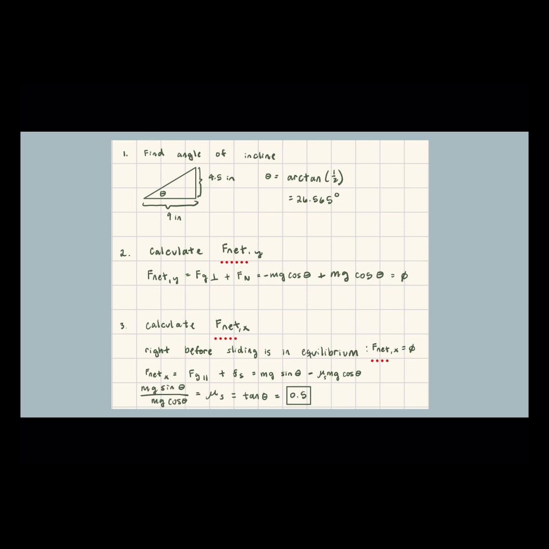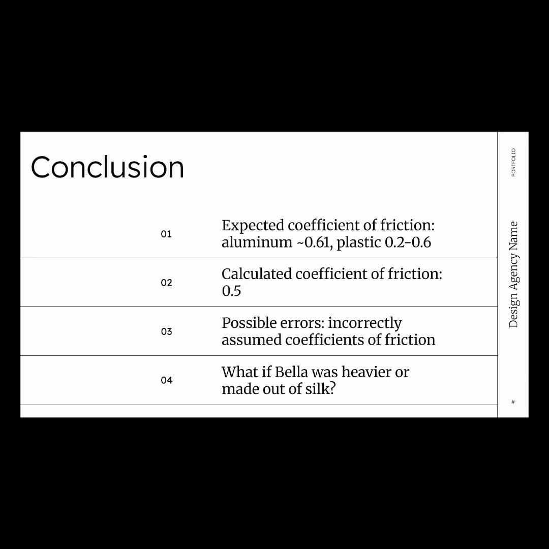To calculate F net of y, gravity perpendicular and normal perpendicular cancel out because they're both mg cosine theta. And then to calculate F net of x, this is right before Bella starts sliding, so we're in equilibrium, so F net of x equals 0. And then the components are gravity parallel and friction, which is going to be mg sine theta minus coefficient of friction mg cosine theta, because friction is acting in the opposite direction. When you rearrange that, you end up with just tangent of theta, which is 0.5. So the expected coefficient was 0.2 to 0.6, so I'm pretty happy with 0.5 as my answer.